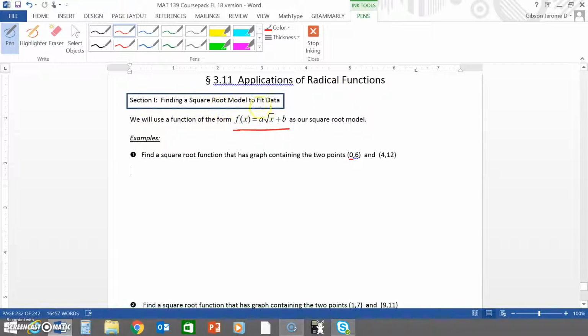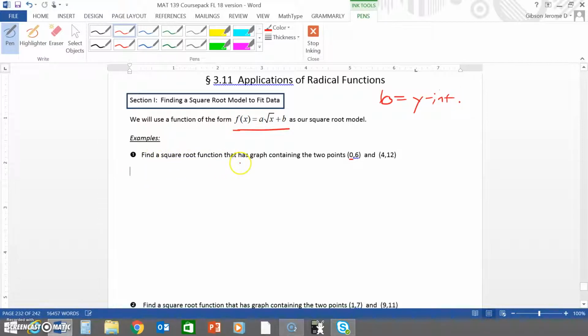Section 1, finding the square root model to fit data. We will use a function of the form f of x is equal to a times the square root of x plus b as our square root model. And b is equal to your y-intercept, just to let you all know.